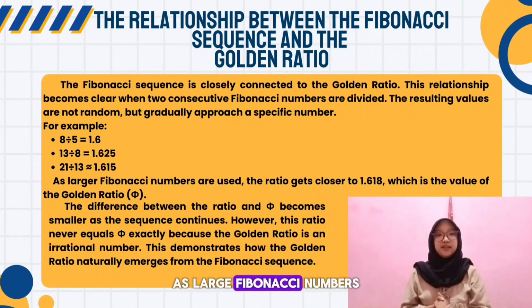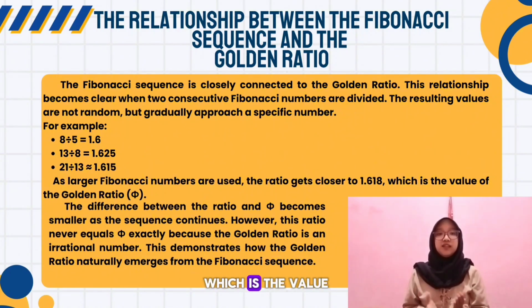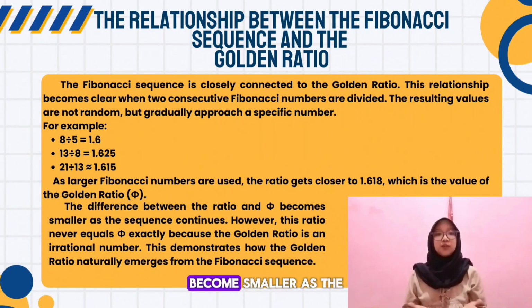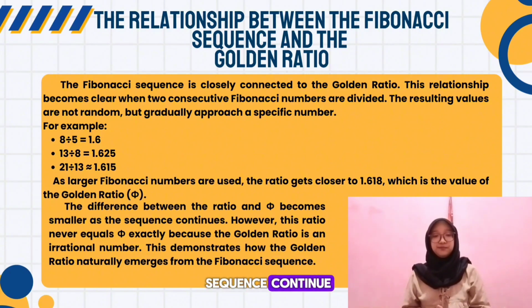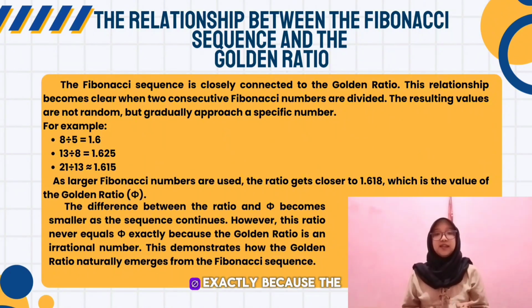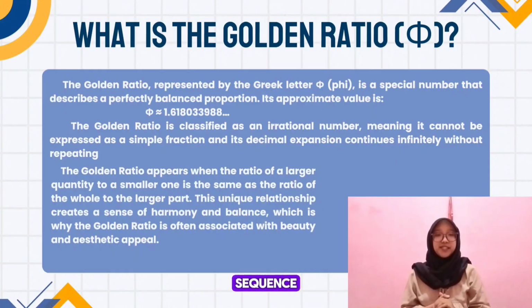As larger Fibonacci numbers are used, the ratio gets closer to 1.618, which is the value of the golden ratio, or φ. The difference between the ratio and φ becomes smaller as the sequence continues. However, this ratio never equals φ exactly because the golden ratio is an irrational number. These examples demonstrate how the golden ratio naturally emerges from the Fibonacci sequence.